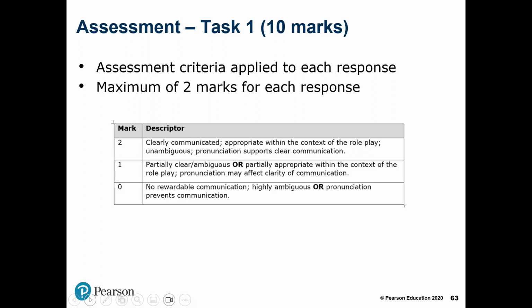And of course, 0 if they didn't answer the question, or they misunderstood the question and answered a different question, or there isn't communication. But that role play task is marked for communication only and not for quality of language. So provided what they say could be a good answer to the question and reasonably understandable by an English person, they could have 2 marks.